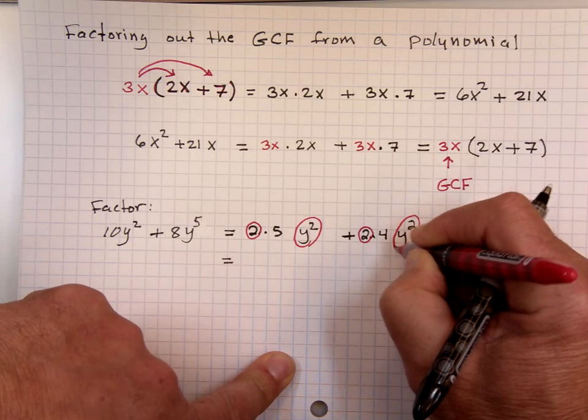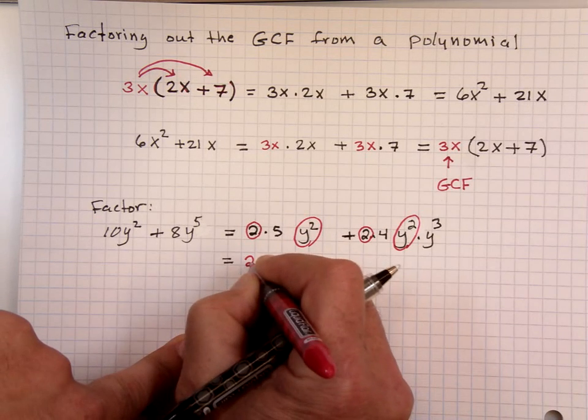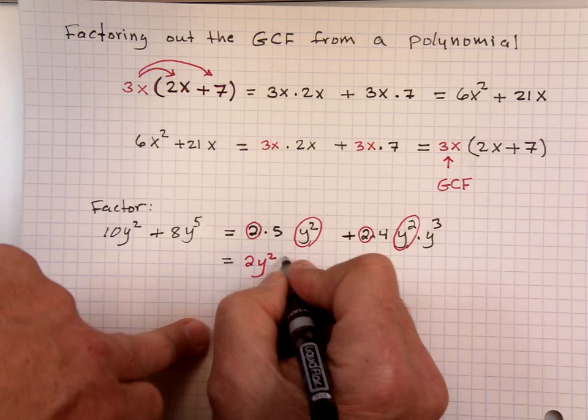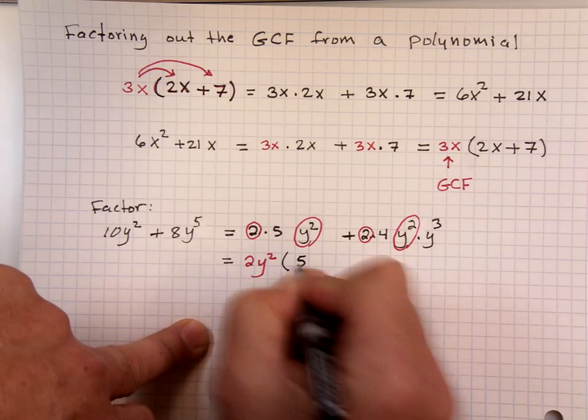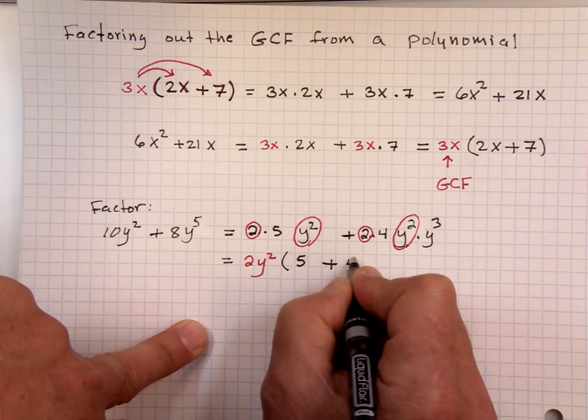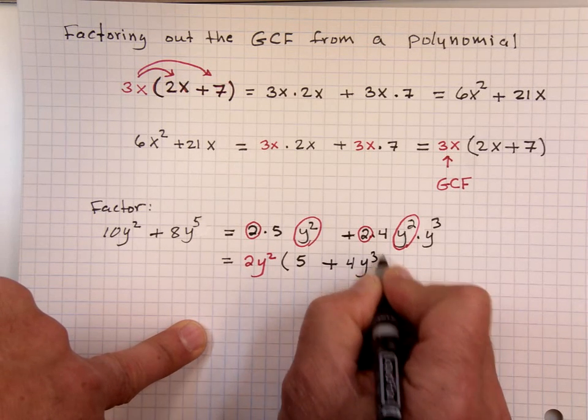So it's 2y squared, and what's left? There's the 5. That's the only thing left on this side. On that side, what do we have? 4y to the 3rd. And that is my greatest common factor.